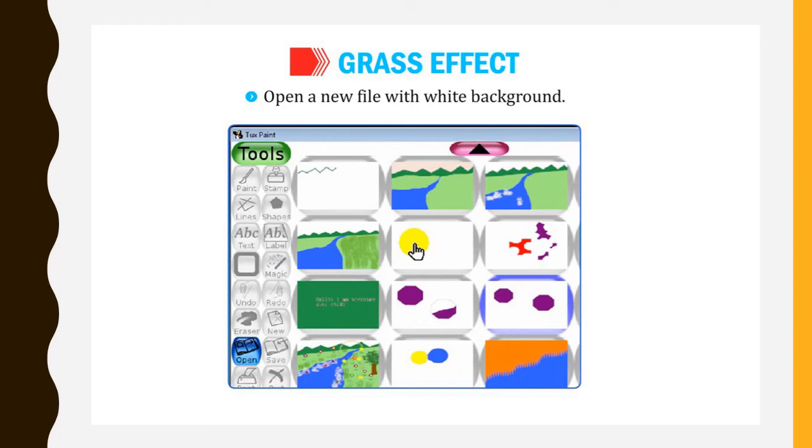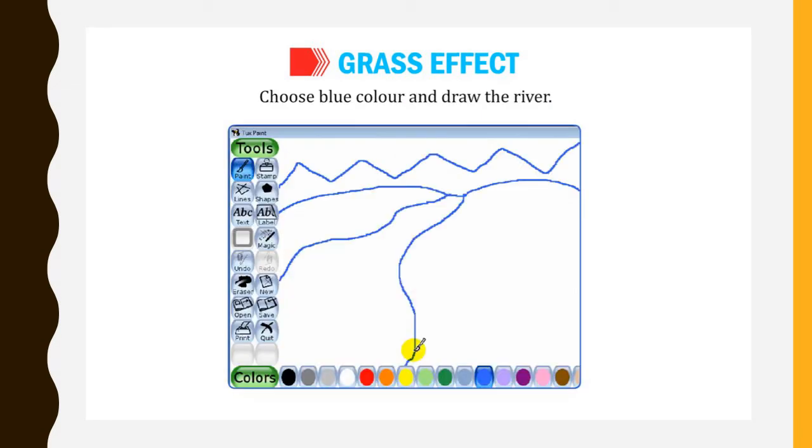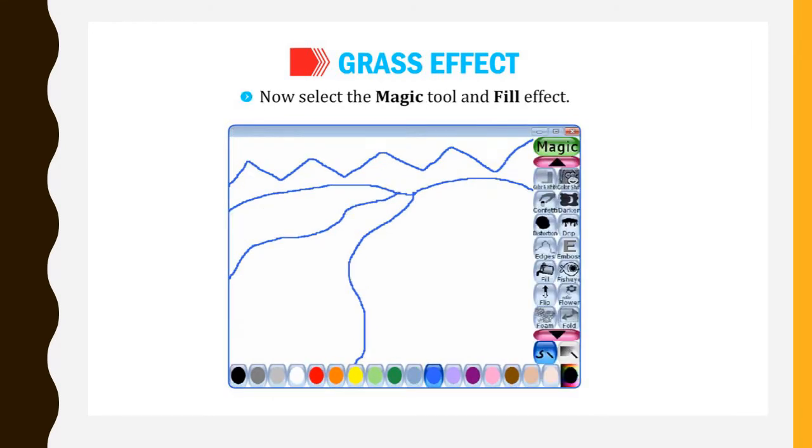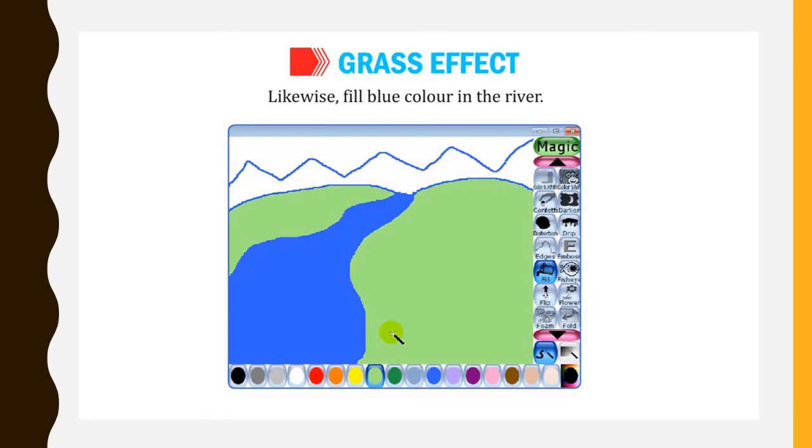Open a new file with white background. Select the paint tool. Choose blue color and draw the river as shown in the figure. Now select the magic tool and fill effect. Click on the ground to fill green color in it. Likewise, fill blue color in the river.